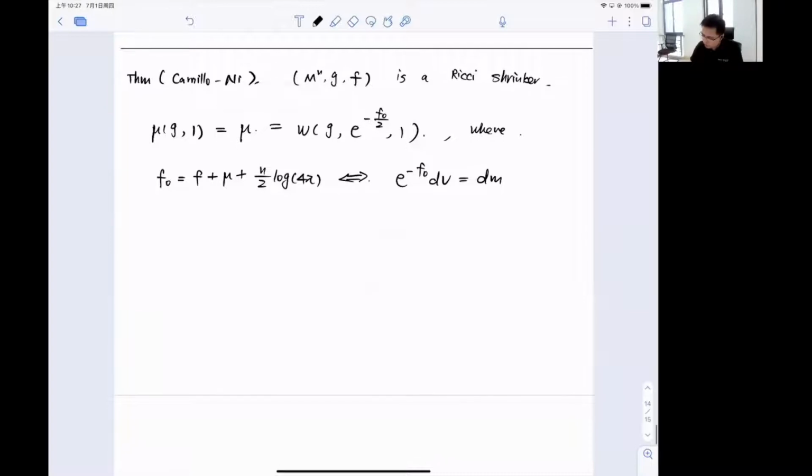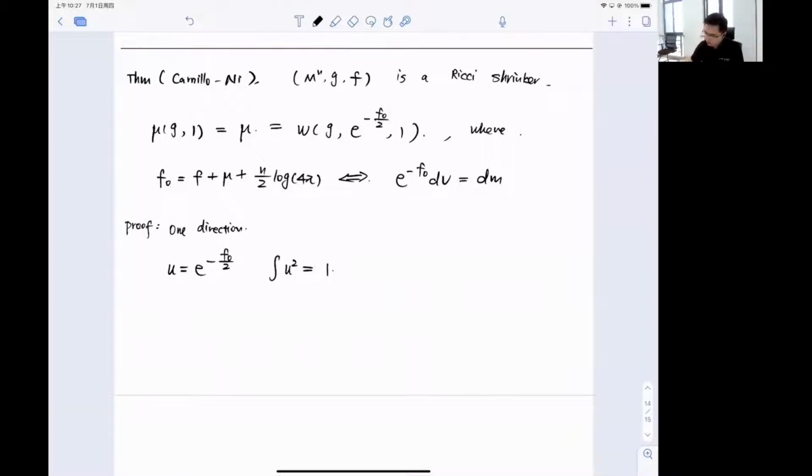Now let's quickly prove this. The proof of this fact mainly uses the Bakry-Emery inequality. First of all, we will show one direction. Here I directly choose the test function u to be e to the negative f0 over 2. Of course, we have that u squared has integral 1, by the definition of f0.